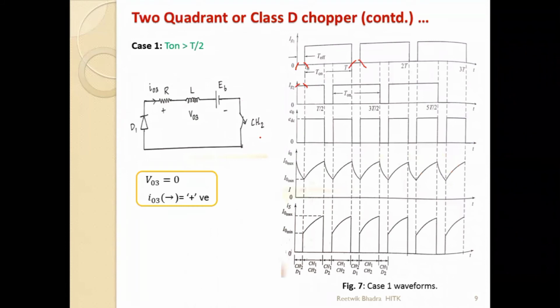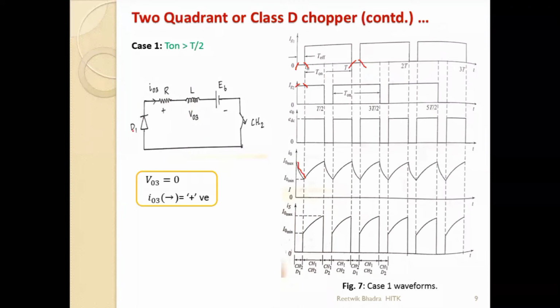Load CH2 and D1 is on. Current is flowing, I3 is flowing in the same direction, discharging current. So same direction, current will be positive. See, during this region we are studying, so discharging current, positive current, exponentially decreasing.